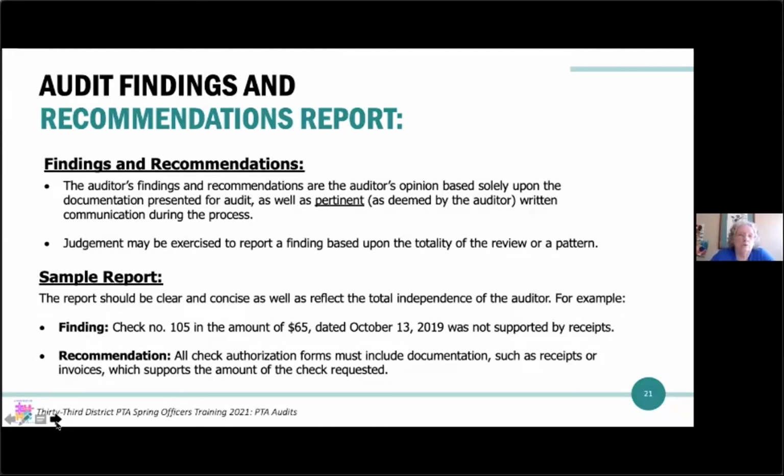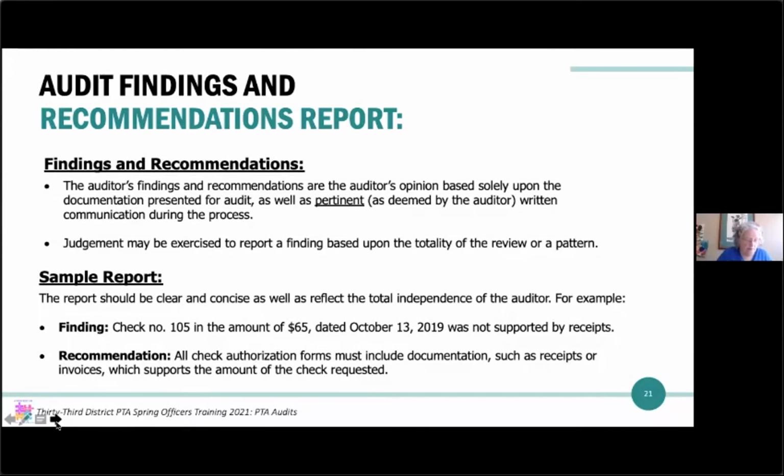That's a little bit more important than just a missing signature, because this is safeguarding PTA assets, which is cash. So I would say always report a check that has not been supported by receipts. Then your recommendation is: all check authorization forms must include documentation such as receipts and invoices, which support the amount of the check requested. So that's a simple finding and recommendation. Nothing personal, just a statement of fact, what you have and what you've received and what you're able to discern from the documentation that you received.